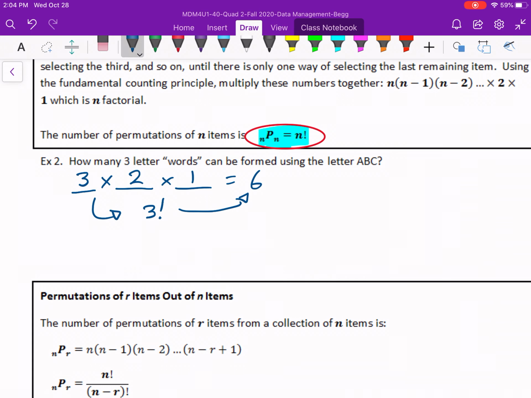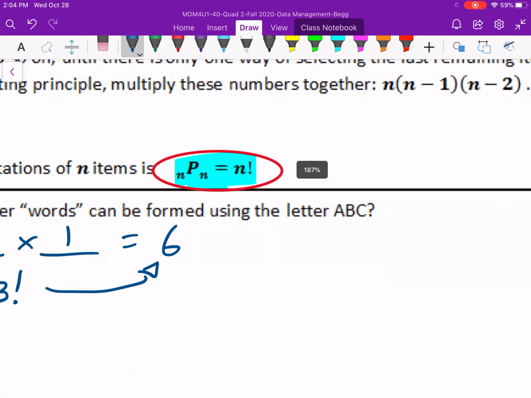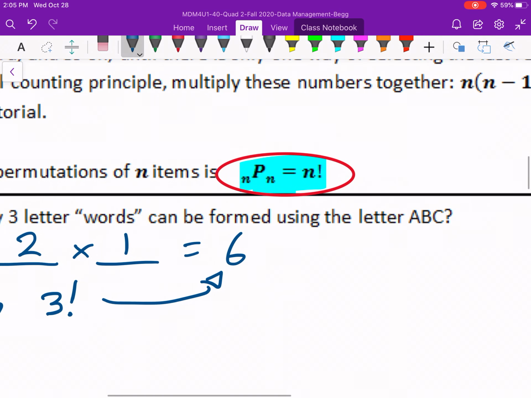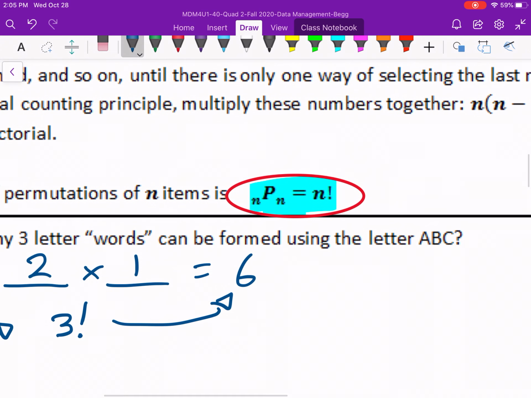So let's tie that back to the formula. I said I'd come back to it. So nPn equals n factorial. So here's what the different letters stand for. The first little n there, this one, is the number of items that we have to choose from.